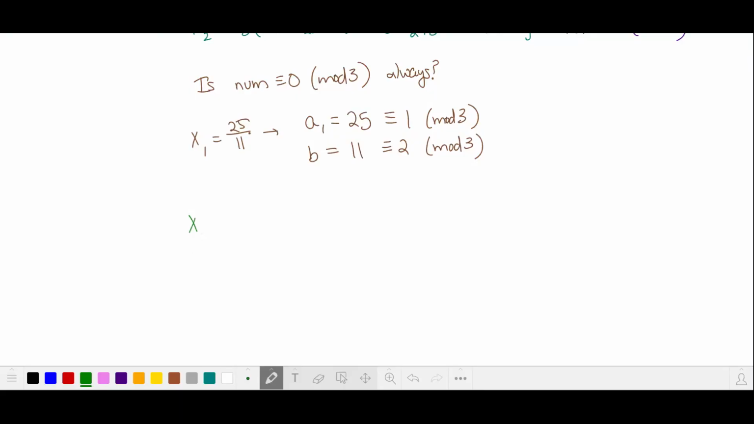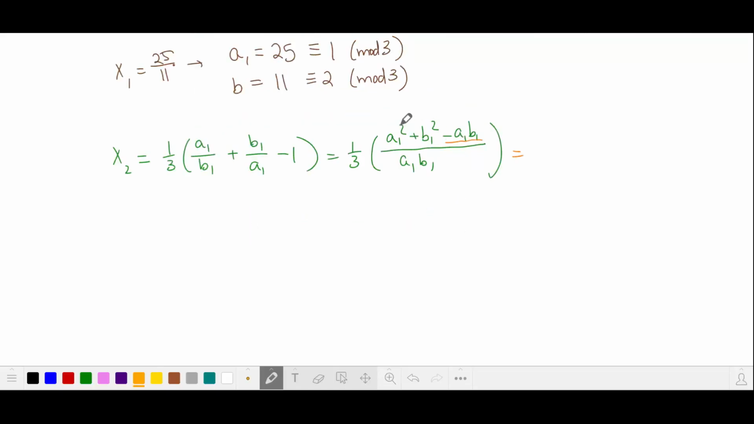Here is our formula for x2 in terms of a1 and b1, and we'll find a common denominator inside the parentheses. This last product suggests that we can write this as the square of a binomial. So we'll add and subtract a1 b1 and write this as the square of a1 minus b1.